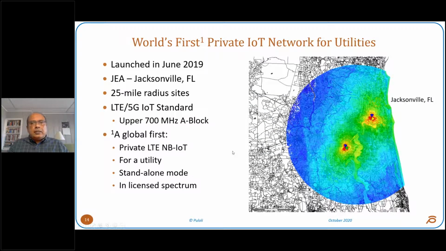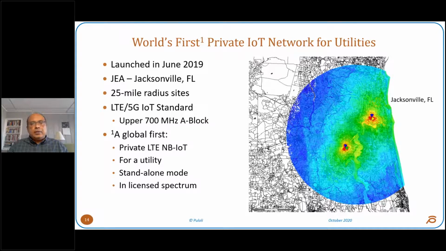The two things I want to add to this, in the map that Kimberly showed you earlier: you can see that from these two tower sites, we cover the vast majority of the service territory of JEA. There is one tower location on the northeast side and another one on the southwest side. And this, as I mentioned earlier, is on the upper 700 megahertz A block.